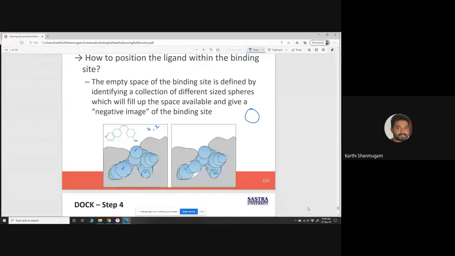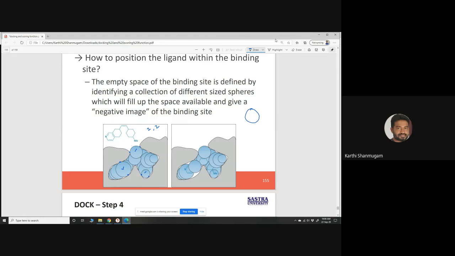This is how they define the binding site to the computer algorithm. This is the way they make the computer understand that this is the place where the binding site is present, this is the volume of the binding site, and this is the exact place where the ligand molecule should be kept. Is it understandable? Yes, right. Okay.